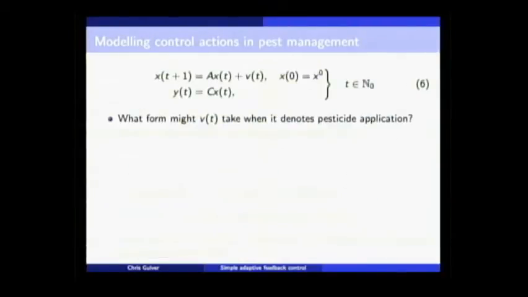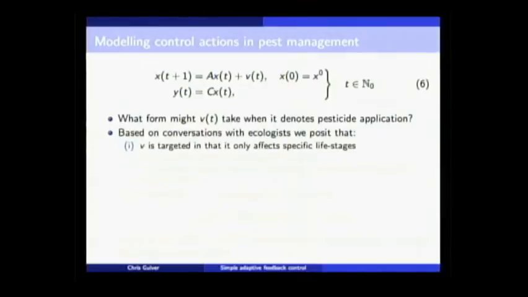So the first part's now modeling. If V denotes pesticide application, what form must it take? It only affects life stages. So it might only affect the egg class or the larvae class. It must be proportional to how many are there.